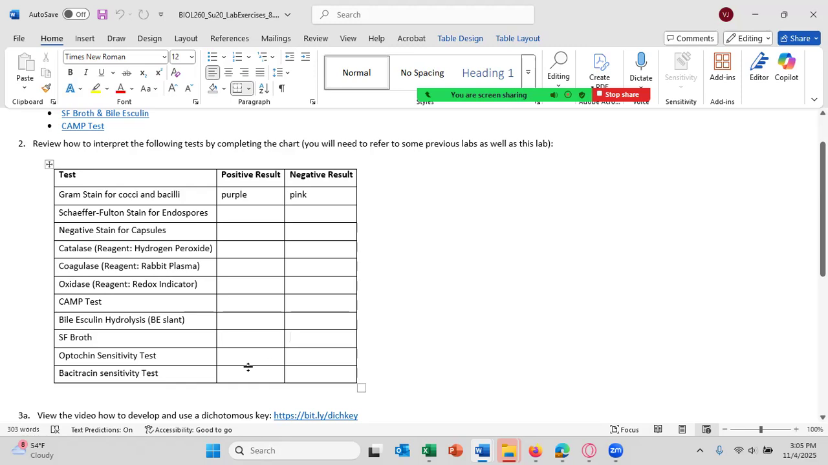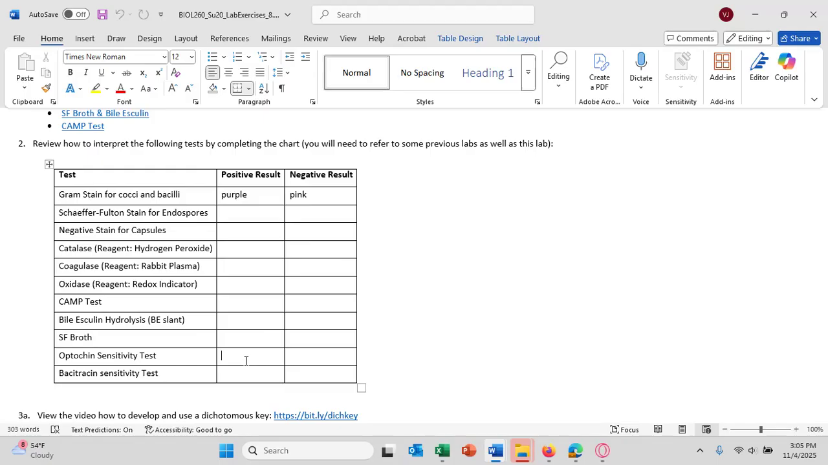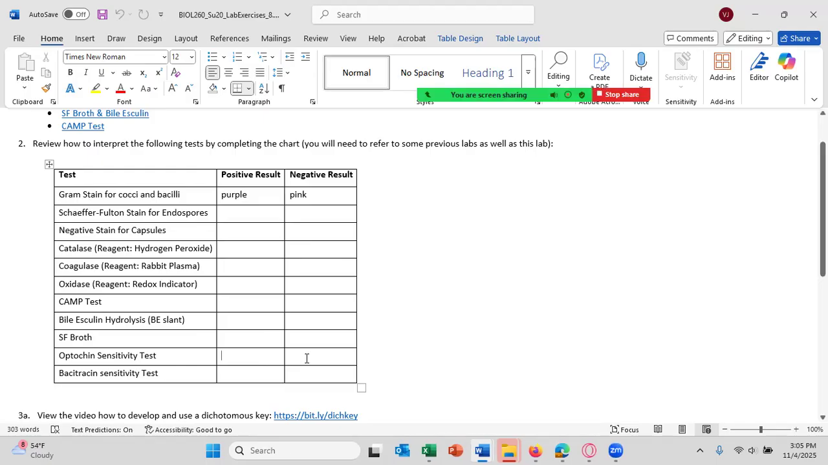For the SF broth test, give me the positive result and the negative result. For the optochin sensitivity test, give me the positive result. And remember, there has to be a size for the positive result, meaning the diameter of the zone of inhibition has to be greater than a certain size. And then give me the negative result. For the bacitracin sensitivity test, give me the positive result and the negative result. And the bacitracin sensitivity test was discussed in an earlier lab. Any questions about any of this?